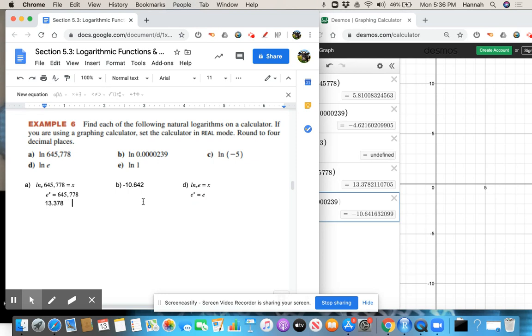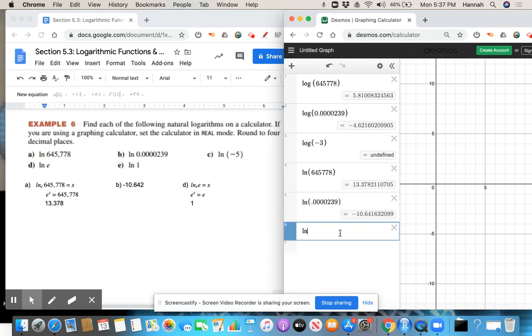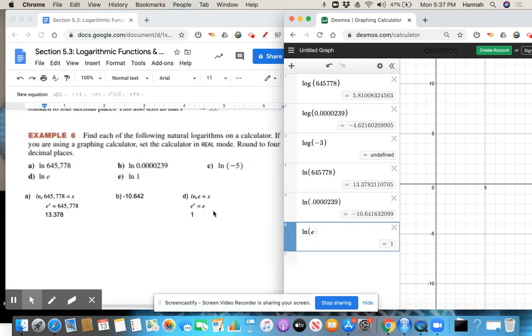So here's what's happened, okay? And again, we saw this a little bit earlier in our notes. My answer is 1. Anytime you have a base and an argument that are the same here, it's like they cancel each other out. Your answer is just 1. If you don't believe me, you can type that into Desmos, and it'll tell you that the natural log of e is 1.